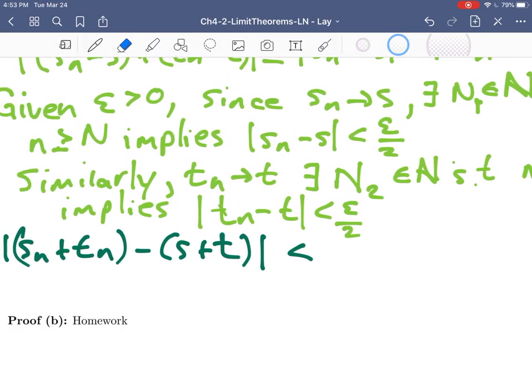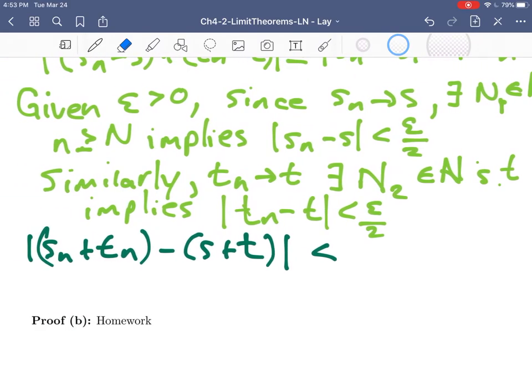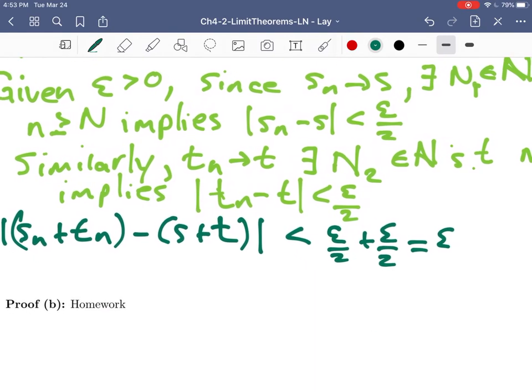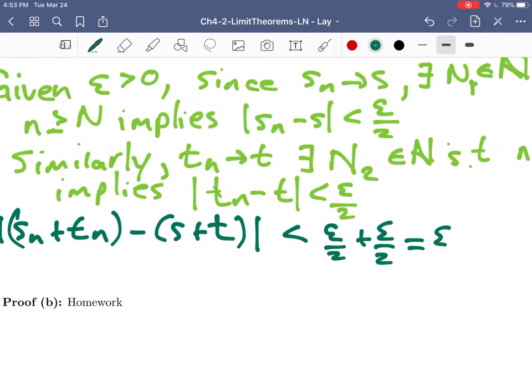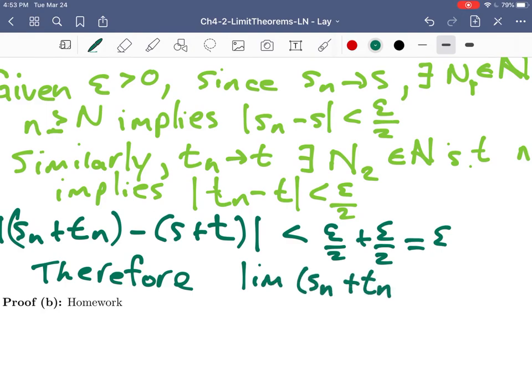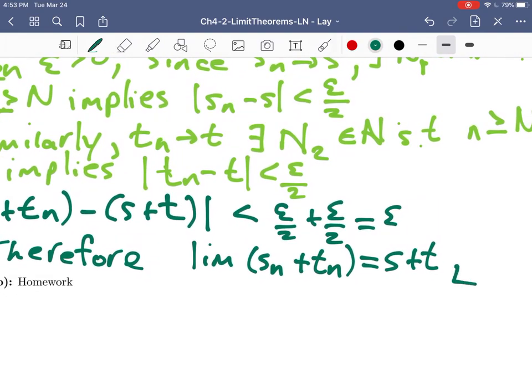So that absolute value of S sub n plus T sub n minus S plus T should be less than epsilon over 2 plus epsilon over 2 for every single choice of epsilon. And so therefore the limit of S sub n plus T sub n is in fact equal to S plus T, which is what was to be proved.